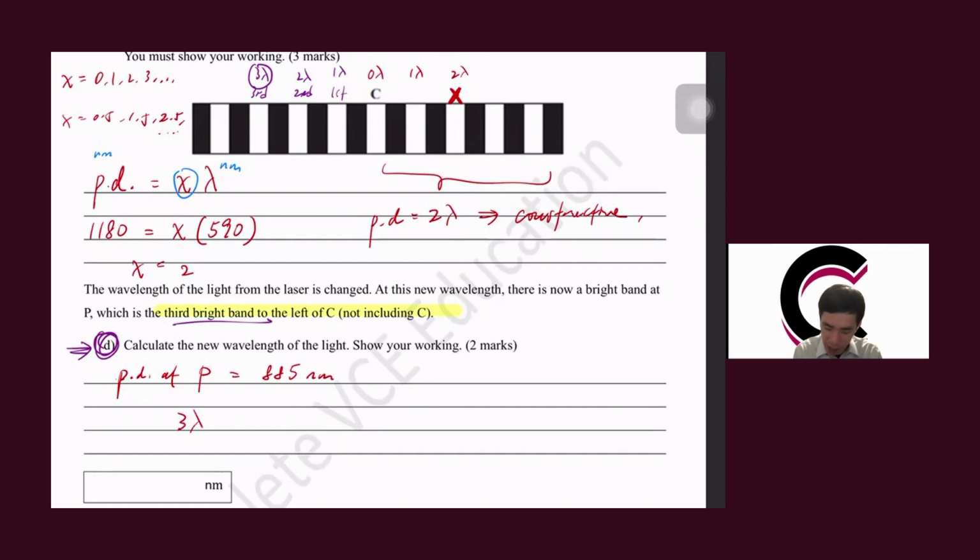In other words, 3 times lambda is 885 nanometers. You divide by 3, and you're going to get lambda as 295 nanometers. There you go. All right, so that's part D.